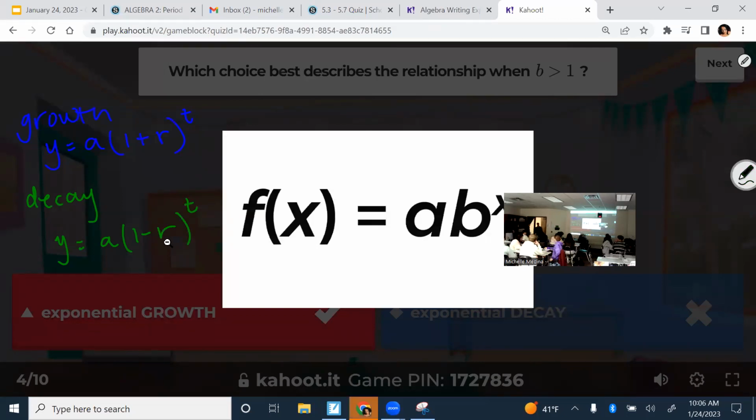So that's why if B is greater than 1, it's growth, because obviously the growth rate was added to 1. That would make it greater than 1. If it was smaller than 1, B being less than 1, it would be decay because it would have been subtracted from the 1. Questions?